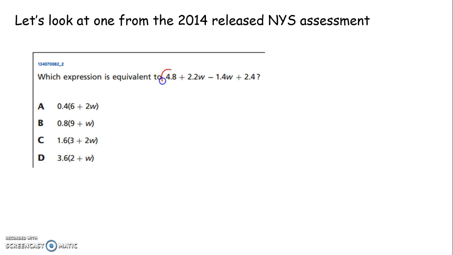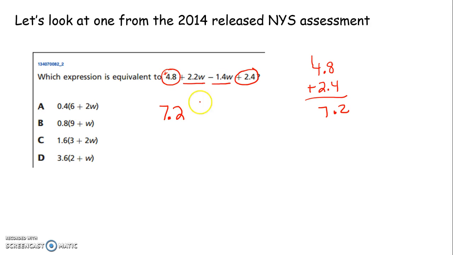So I'm going to combine my constants, my 4.8 and my 2.4. Signs are the same because you always look at the sign in front. If no sign appears, it's positive. Signs are the same. Find the sum, keep the sign. So just off to the side, I'm going to go ahead and find that sum. 8 and 4 is 12. 4 and 1 is 5. And 2 more is 7. 7.2.